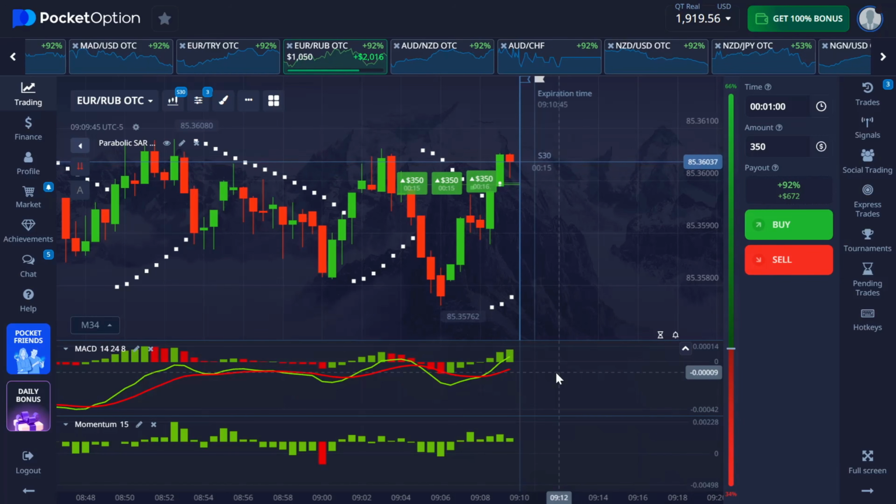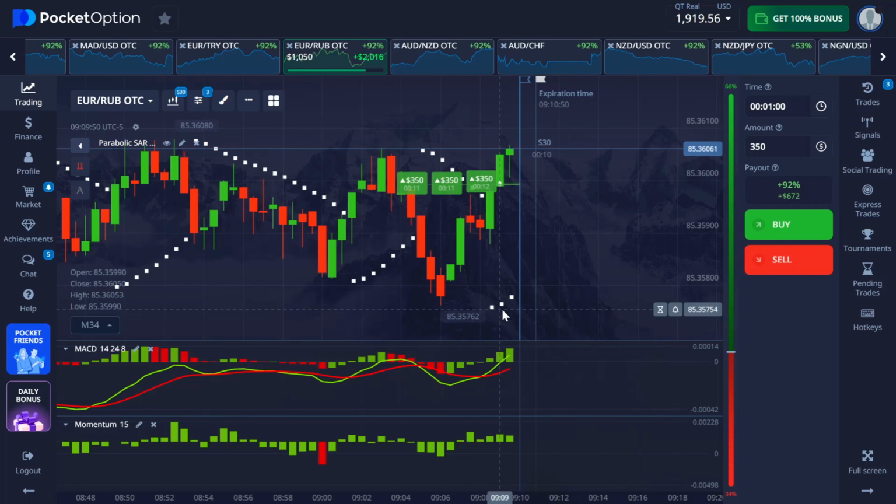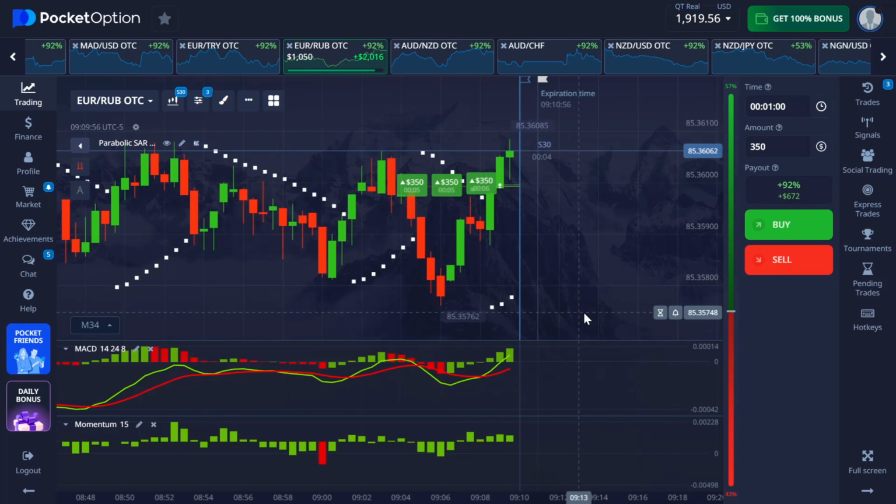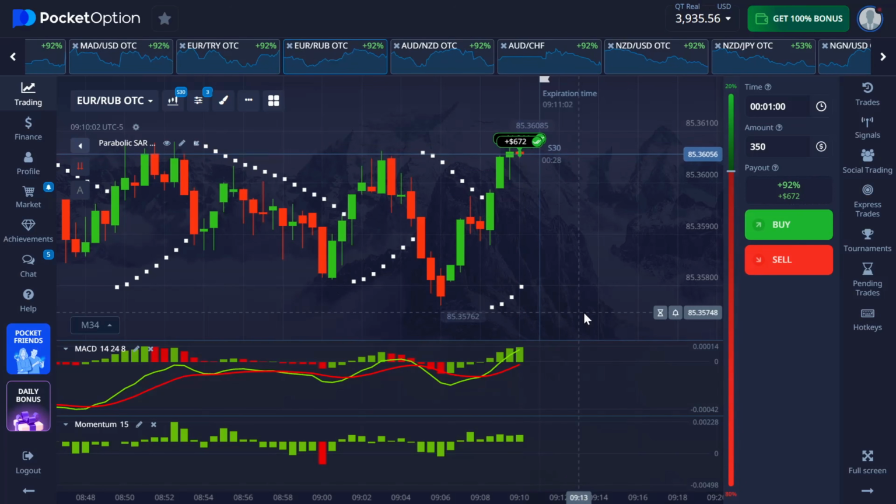And then we have our parabolic giving us a signal, and we all know parabolic is so good if you have the right settings. And this trade is going to be a win. I'm going to explain the rest and the next trade. Beautiful.